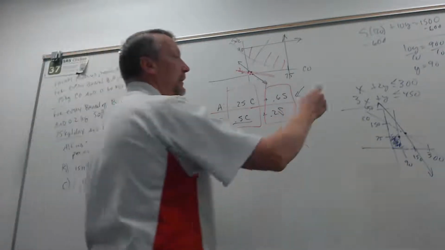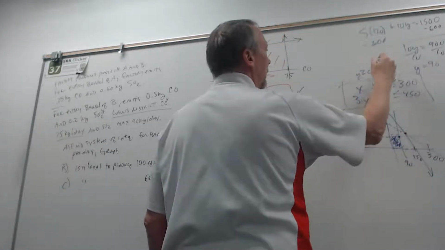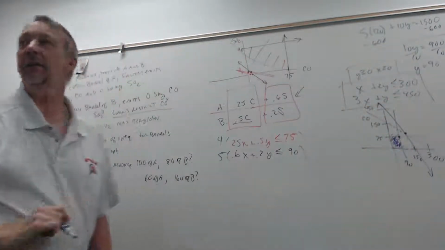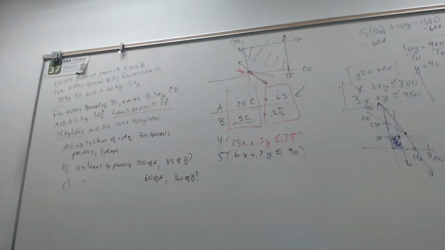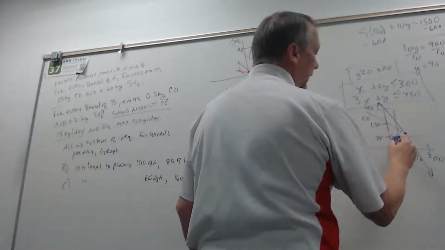Because we made a mistake. This is what we're going with here. So we've also got y is greater than or equal to 0, x greater than or equal to 0, correct? So we've now graphed it properly. Okay? So we can operate basically in this rectangle here.